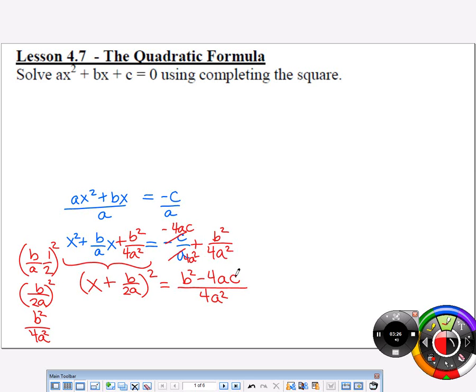Hopefully things are starting to look a little familiar. Okay? Once we create the perfect square, how do we solve the equation? How do we get x alone? Jarrett? So we're going to take the square root of both sides. Okay? So on the left side, we're just going to get x plus b over 2a. On the right side, we're going to get plus or minus because we took the square root of both sides. In the denominator, the square root of 4a squared will be 2a. And I don't know the square root of b squared minus 4ac.